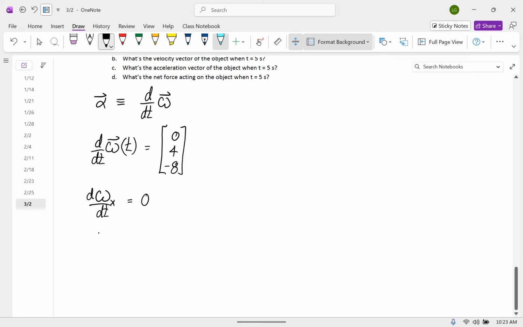So d omega x is equal to 0 dt. You can integrate both sides, and omega x is just equal to the constant of integration.